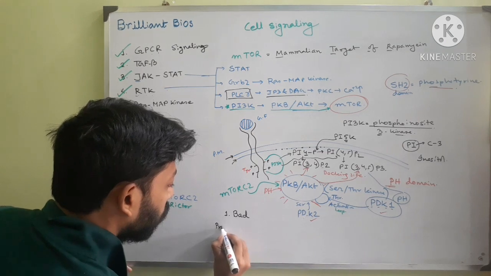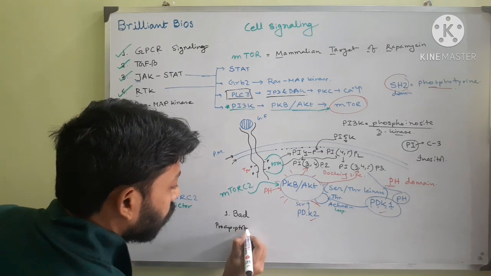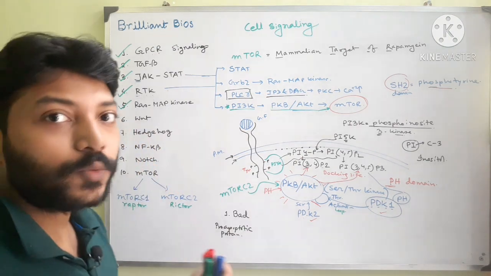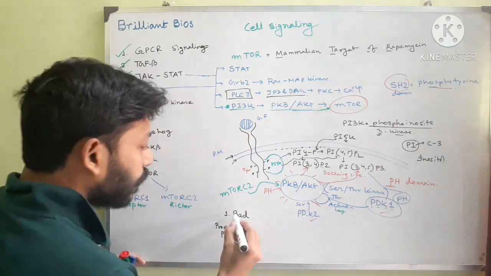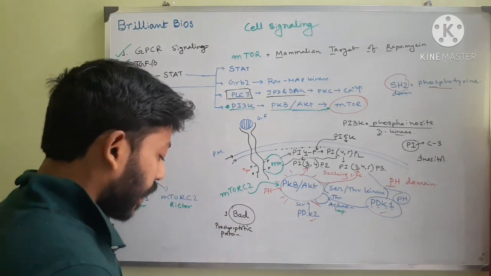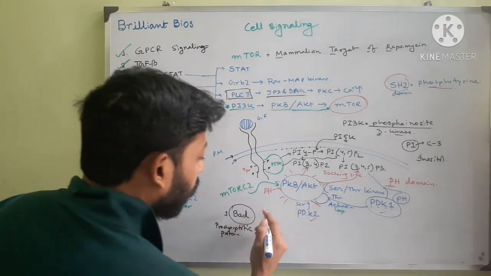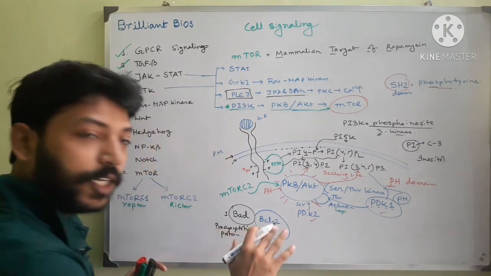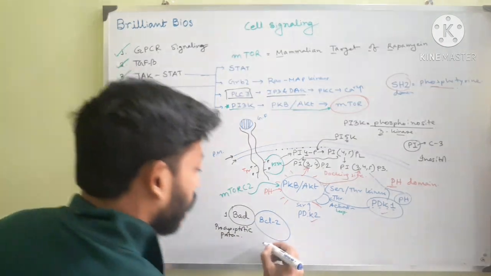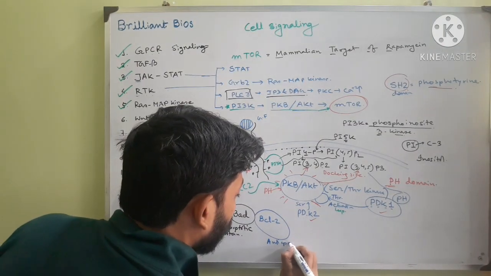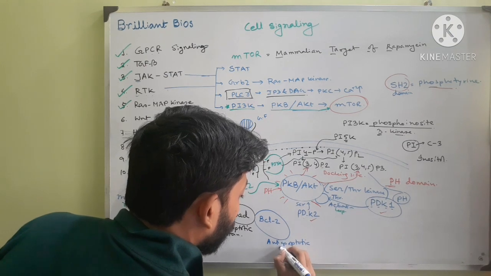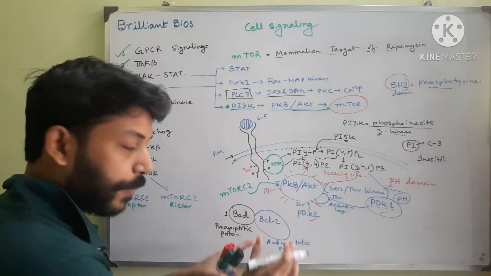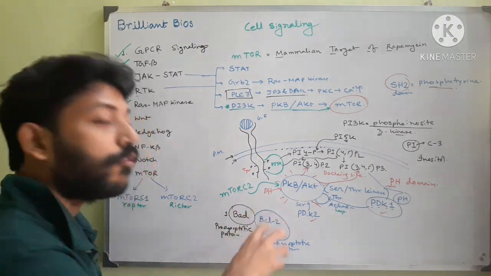This protein helps in the apoptosis. Then the cell will not survive, it will die. This pro-apoptotic protein BAD binds with another protein called BCL2. This is a family of anti-apoptotic proteins. You have to understand this. The pro-apoptotic protein binds with the anti-apoptotic protein and prevents its functions.